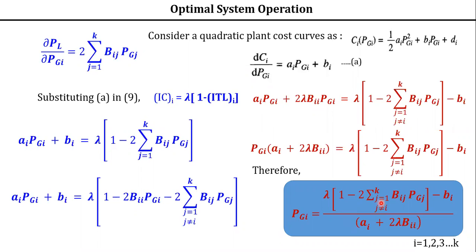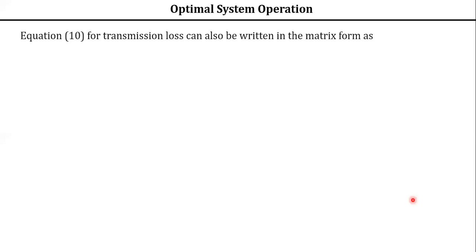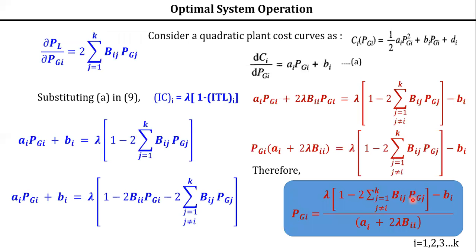Now here, these are the limits. It is not showing properly. This one should come here: J equal to 1 to K, summation of Bij into PGj. It should be understood from these limits. So this is your PGI. Hope you understood this one till this point. Any doubts till this point? Okay. So this is the derivation you have to do.